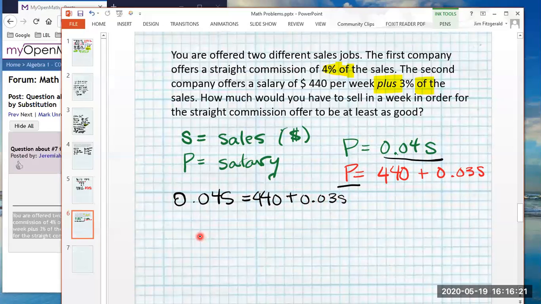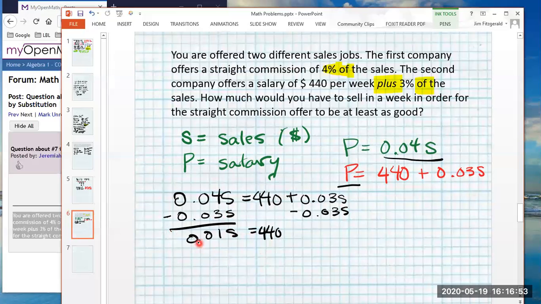All right. So now we've got a system of equations that we can work with. I want to get this S all by itself here, so I'm just going to go ahead and subtract this from both sides. So I end up with 0.01 S is equal to 440.